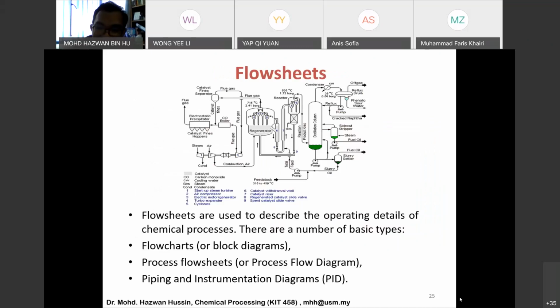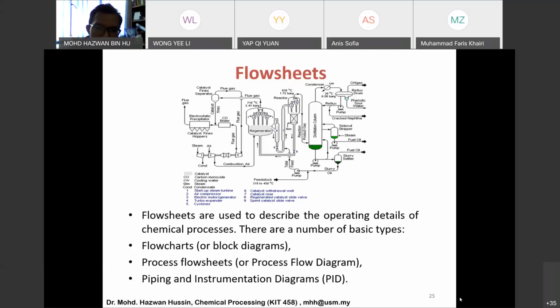Alright. Okay, so we continue a bit before we call for the day. It is actually on Flowsheets. Flowsheets is like a map or a diagram that shows the overall process. Whenever you want to troubleshoot a problem, a flowsheet is a very useful guideline to check which part is actually causing the problem. Flowsheets are used to describe the operating details of chemical processes. There are a number of basic types.